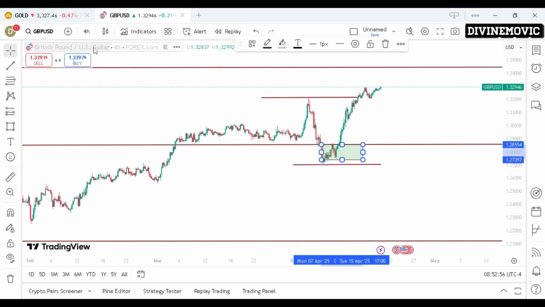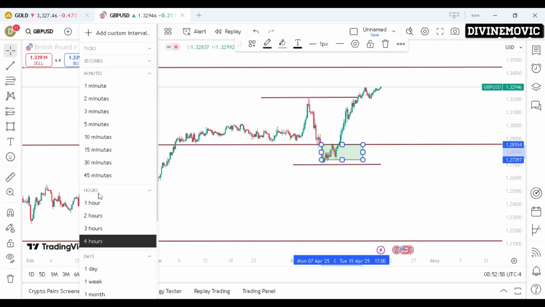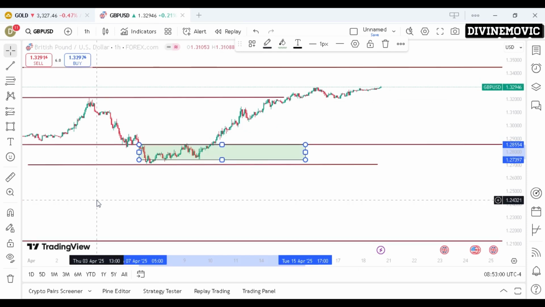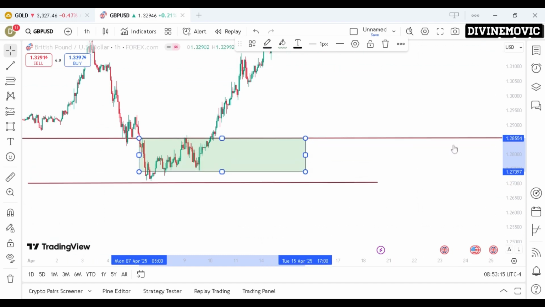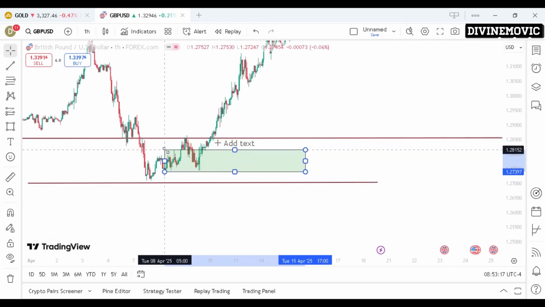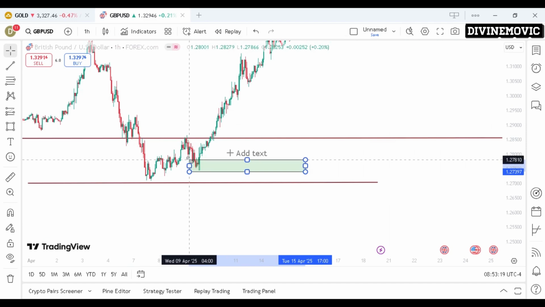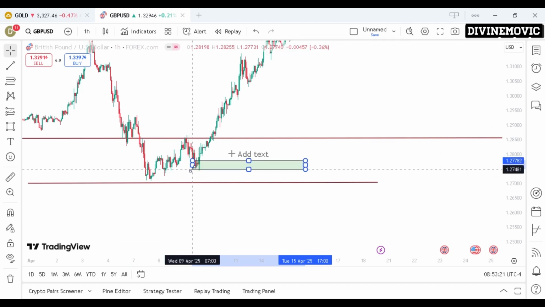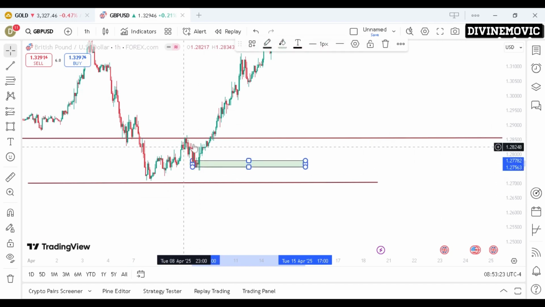Now in the 1 hour time frame, our duty is to refine this zone to become a point of interest. And how we refine this zone is to represent the full zone with a specific candlestick that we can identify on this particular zone. In this case, this is a valid candlestick that we can use to refine this zone.